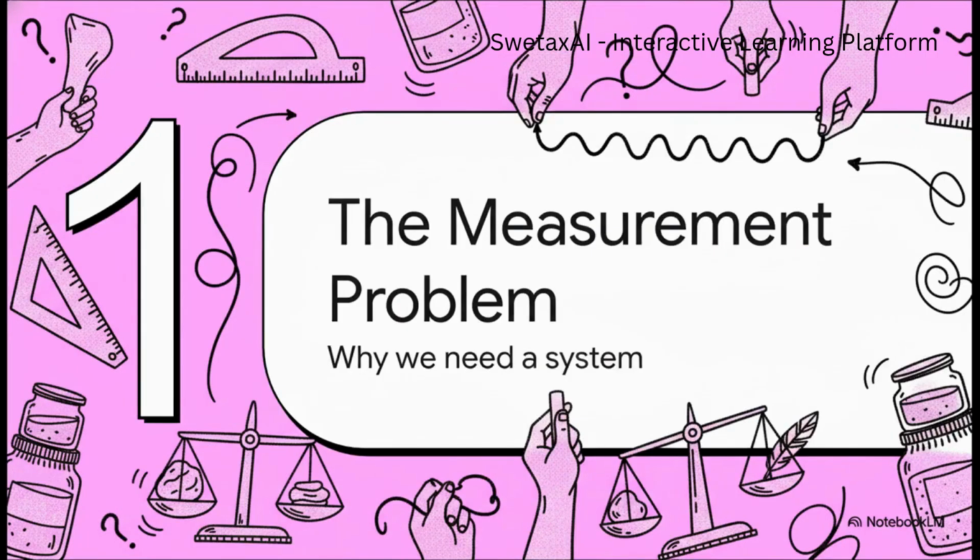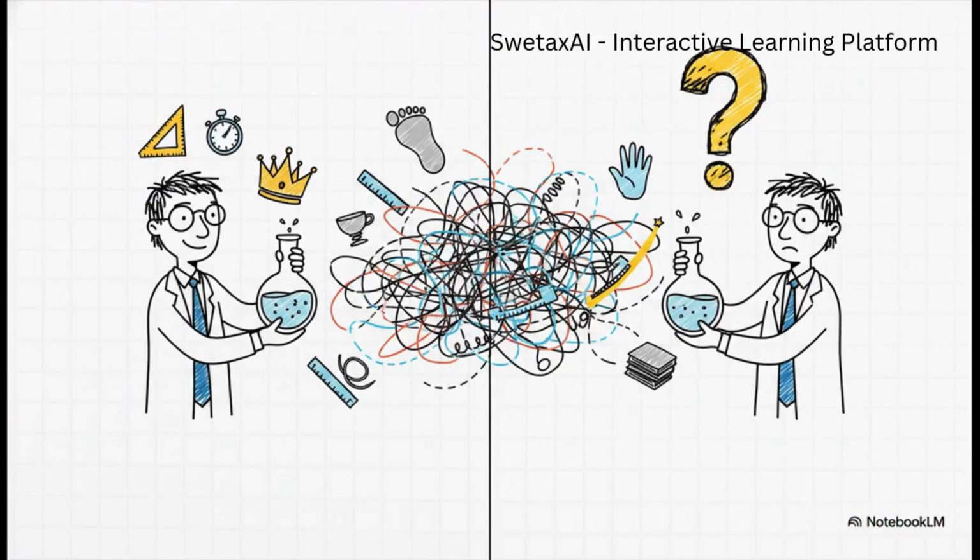So let's rewind a bit. Way back when, before we had this global standard, science was, well, kind of a mess. Just imagine trying to replicate someone's experiment, but their idea of a meter was based on, I don't know, the length of some king's foot. It would be total chaos, right? This lack of a common language was a huge roadblock for scientific progress.